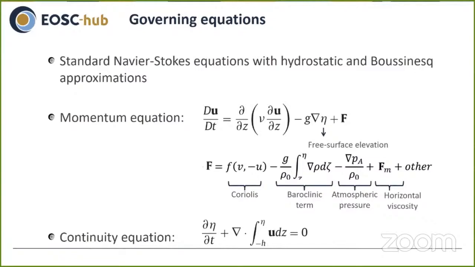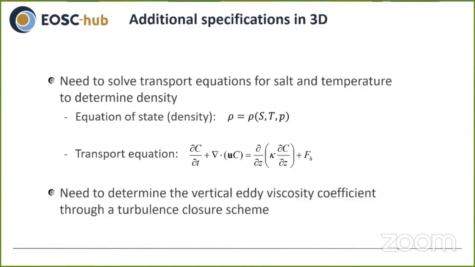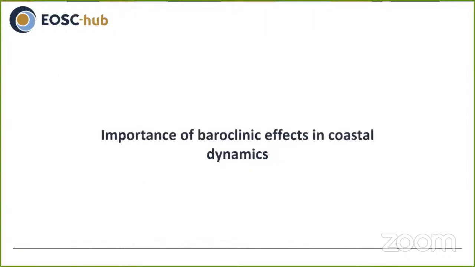The continuity equation deals with the volume conservation. For a given volume, it states that the changes in the free surface elevation must be explained by the net flux in that volume. Additional equations are required. In particular, we need to solve the transport equations for salt and temperature to determine the density. We also need to determine the vertical eddy viscosity coefficient through a turbulence closure scheme. In the next slides, we will see some examples of the importance of baroclinic effects in coastal dynamics.